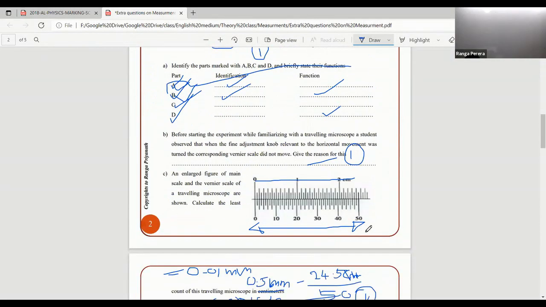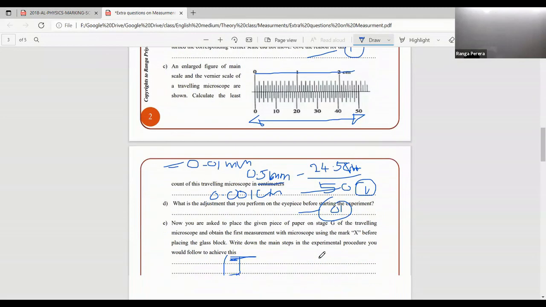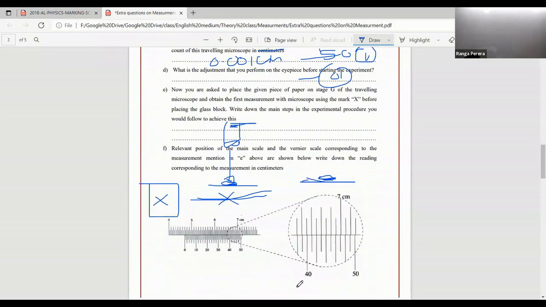Use the knob A or B. Sometimes we have to use both A and B for focusing the image.